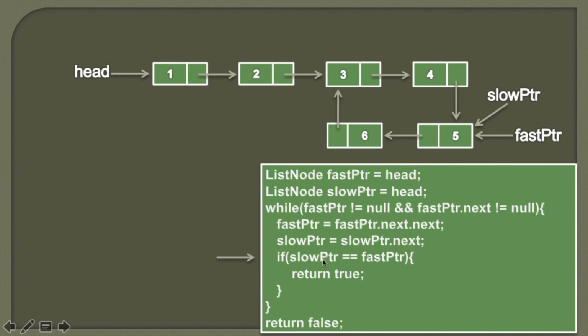And now we are checking whether slow pointer is equal to fast pointer or not. So friends, here slow pointer is equal to fast pointer. Therefore we are very much sure that this linked list contains a loop. So the condition you see in the if block comes out to be true. And we simply return true because we have identified that this linked list contains a loop.